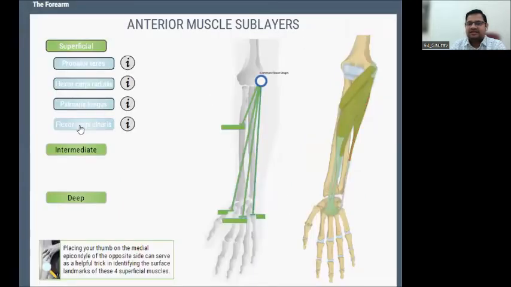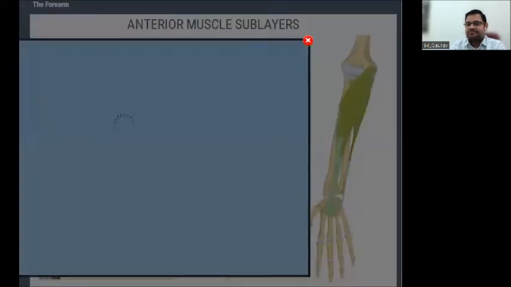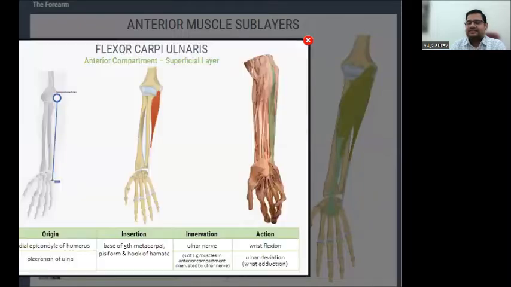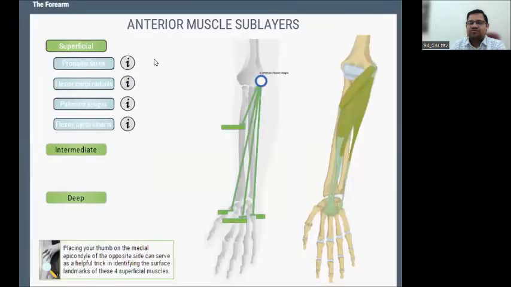Then comes the flexor carpi ulnaris. As the name suggests, it will be towards the little finger side. Again, the origin will be the same, but it has one more origin from the olecranon of ulna. It is going to be inserted on the fifth metacarpal, pisiform, and hook of hamate. Nerve supply: now remember, there were 1.5 muscles supplied by the ulnar nerve. So here it is one, ulnar nerve. Action will be wrist flexion and ulnar deviation. So these are the four muscles which are present in the superficial compartment.